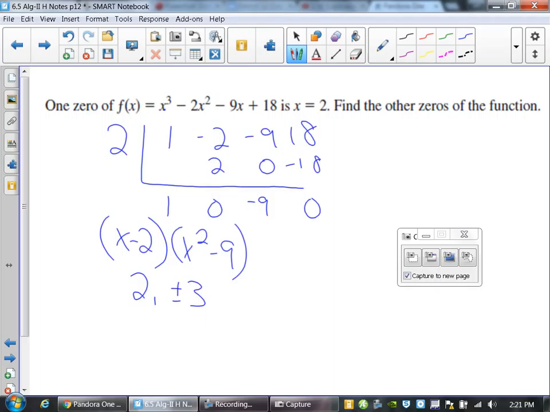If you're trying to find the zeros, you don't need to factor that out the rest of the way. But if it asks you to factor it out, then you should.